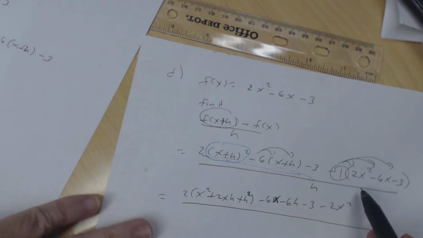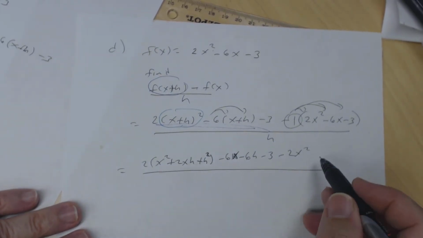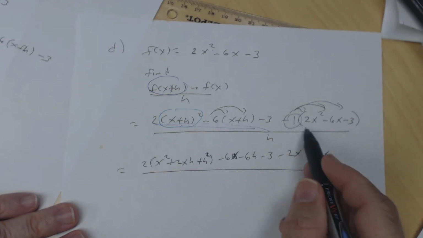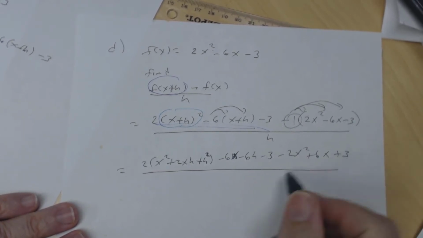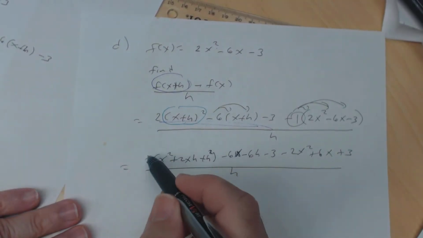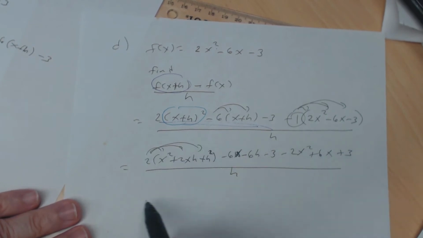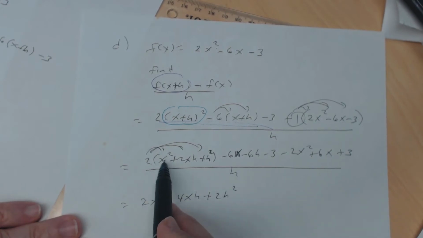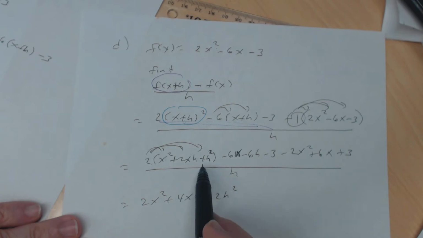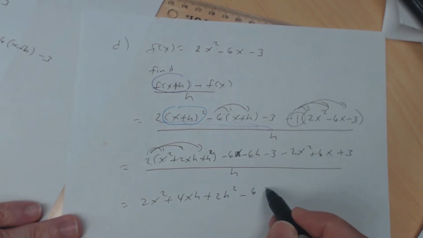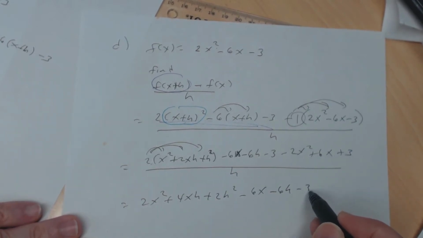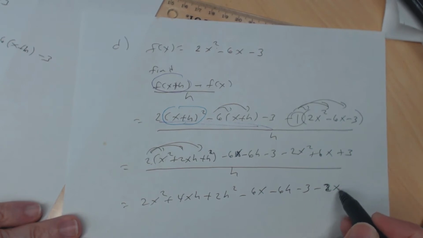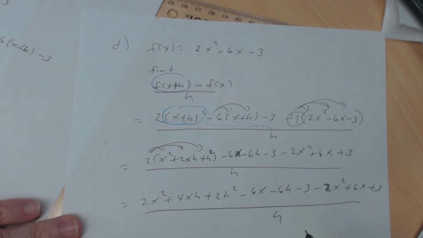A negative 1 times a negative 6x is a positive 6x. And then negative 1 times a negative 3 is a positive 3 all over h. Now distribute the 2, and I get 2x squared plus 4xh plus 2h squared. 2 times all of this is this. Now rewrite everything else. Minus 6x minus 6h minus 3 minus 2x squared plus 6x plus 3 all over h.